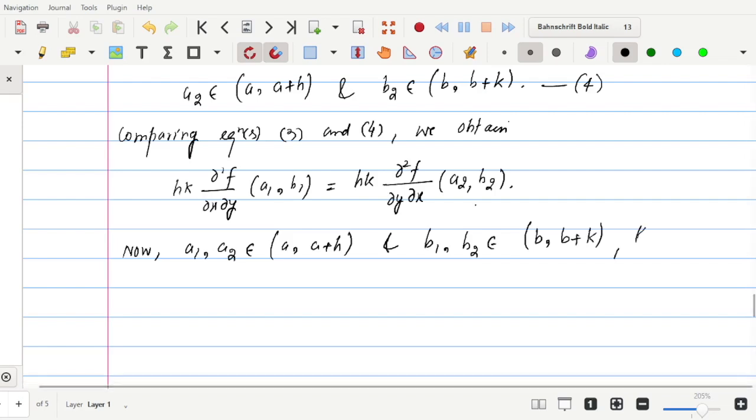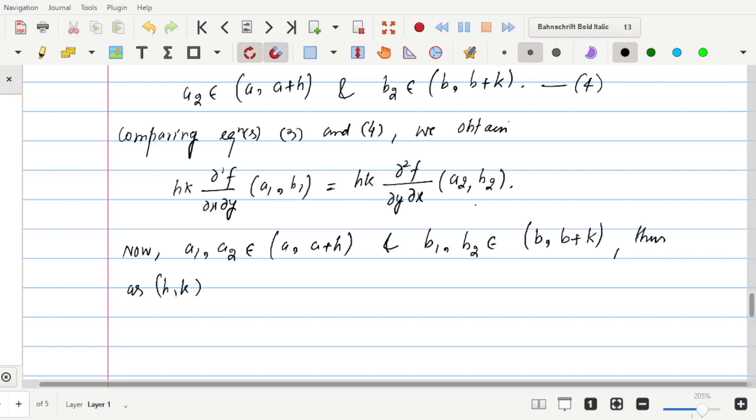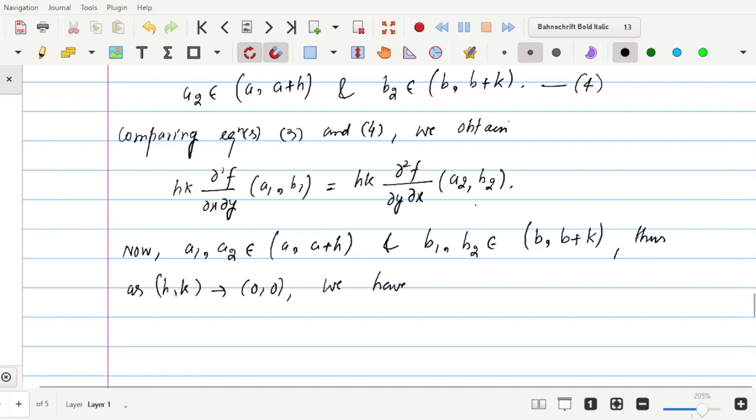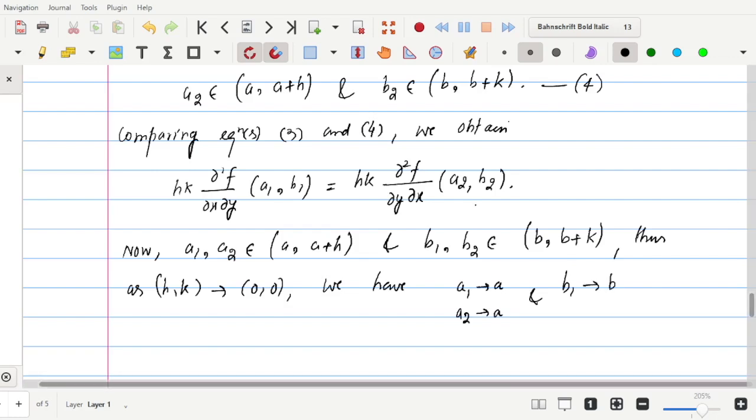Therefore, as h comma k tends to 0 comma 0, we have these two points a1 tends to a, a2 also approaches a, and similarly b1 approaches b, and also b2 approaches b. Therefore, if we look at this expression, which we shall call equation number 5, then the point a1 will approach a when h tends to 0, and b1 approaches b when k tends to 0, and so on.